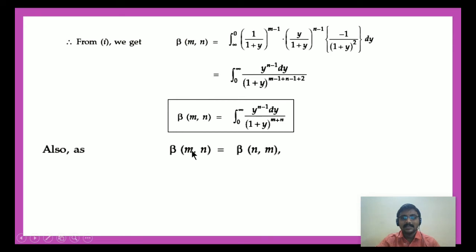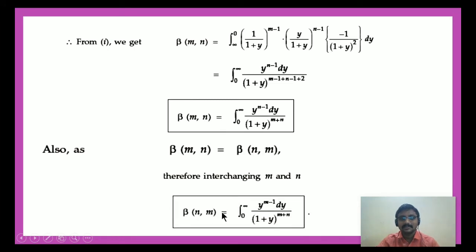Also, as beta of m, n is equal to beta of n, m, we can write this formula by interchanging m and n. We will have beta of n, m is the integral from 0 to infinity, just n is replaced with m, so y power m minus 1 upon (1 plus y) whole power m plus n dy. So it is the value of beta of m, n and it is beta of n, m.